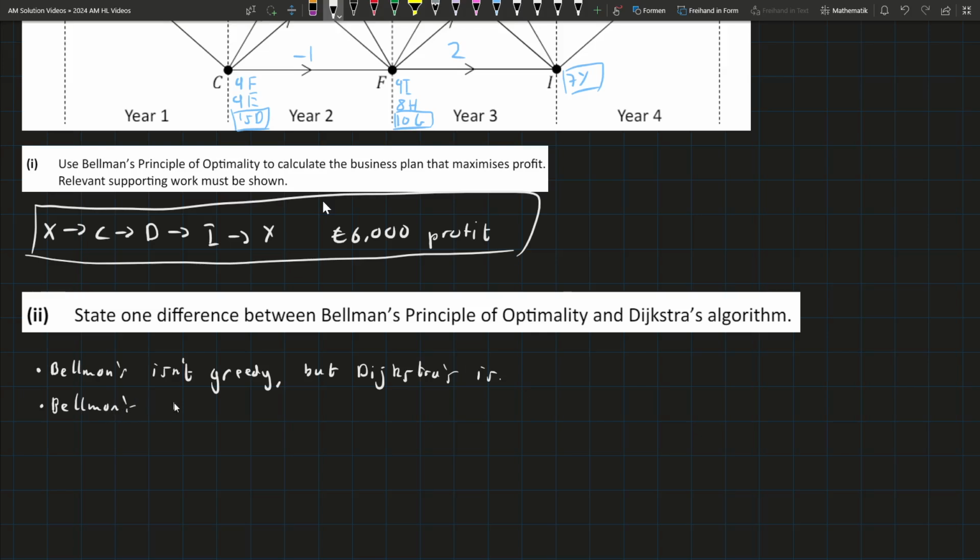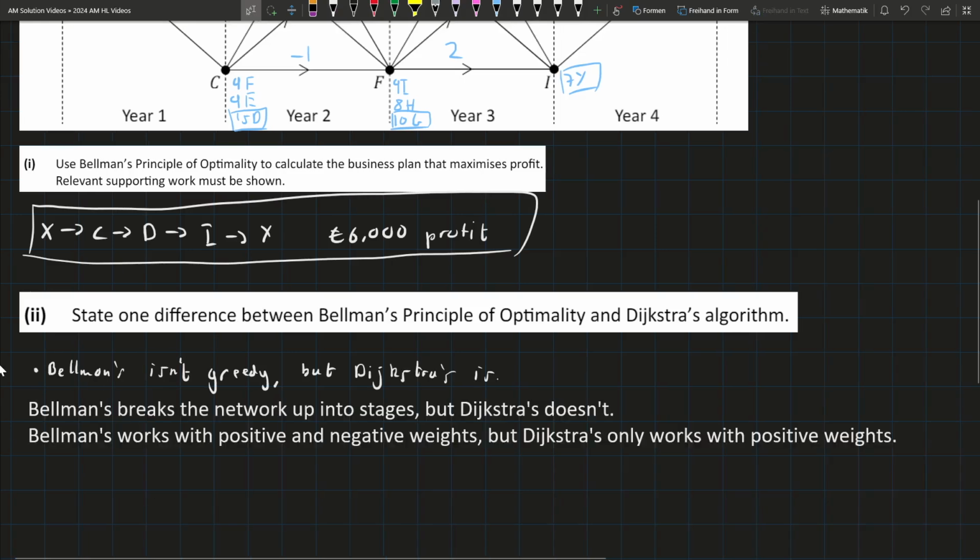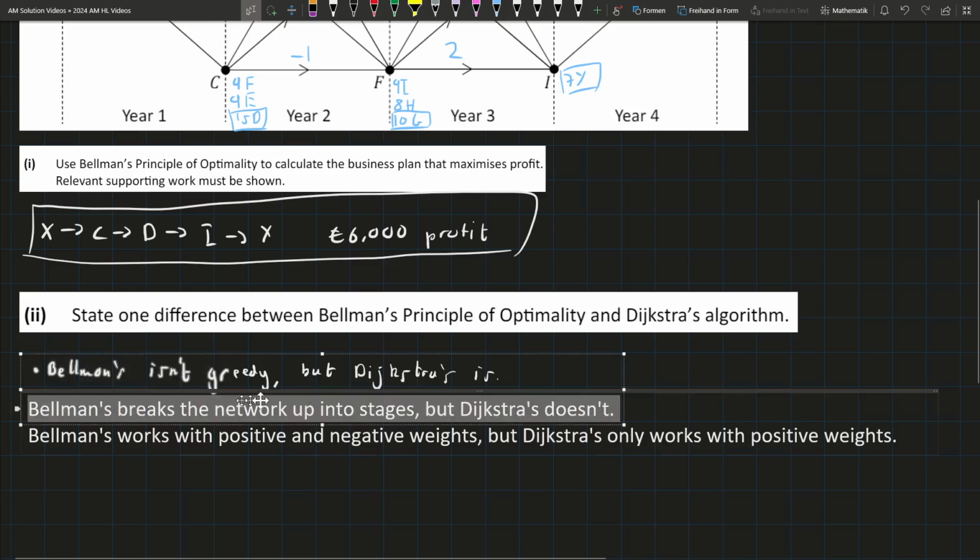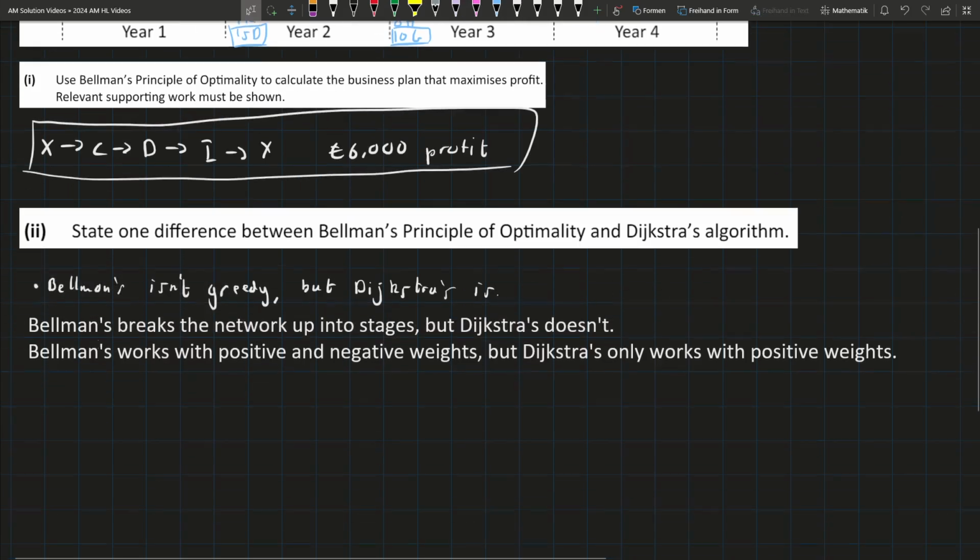I'm actually going to type them because it's a lot quicker. So there's a lot of possible answers. You could say greedy versus non-greedy. You could also say that Bellman's breaks the networks up into stages, but Dijkstra's doesn't. Or you could also say that Bellman's works with positive and negative weights, but Dijkstra's only works with positive weights. Just any valid difference between the two should be fine.